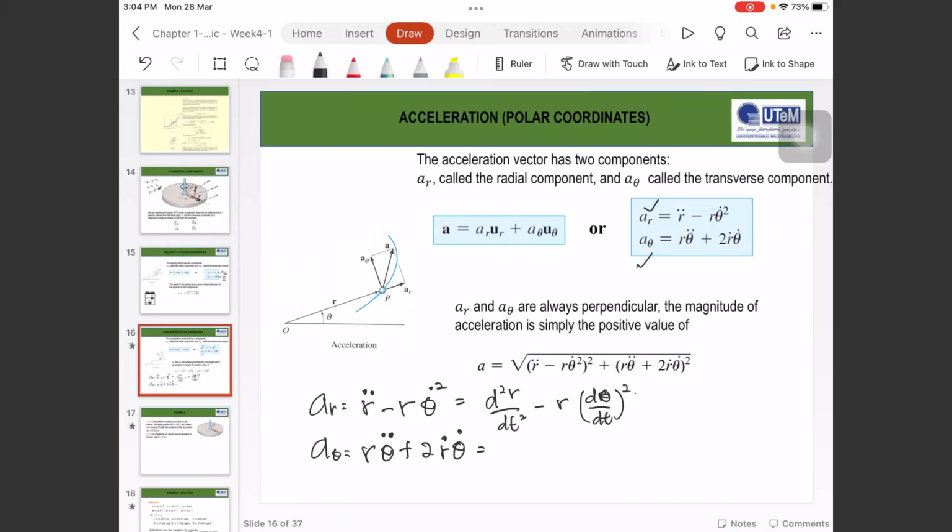Okay, the long equation is R d squared theta over dt squared plus 2 dr over dt d theta over dt. Okay, so no need to remember. You given during exam lah. Kalau exam face to face lah. Kalau exam online tak bagilah. You carilah sendiri dekat nota. Okay.